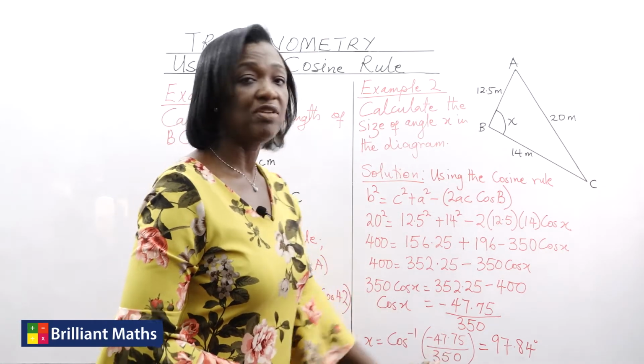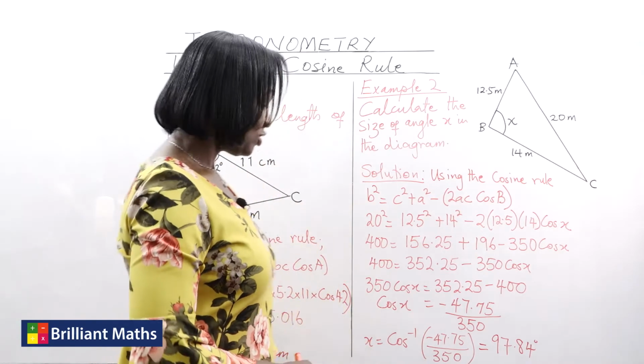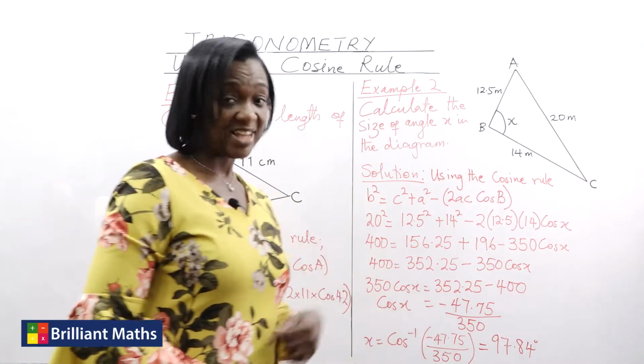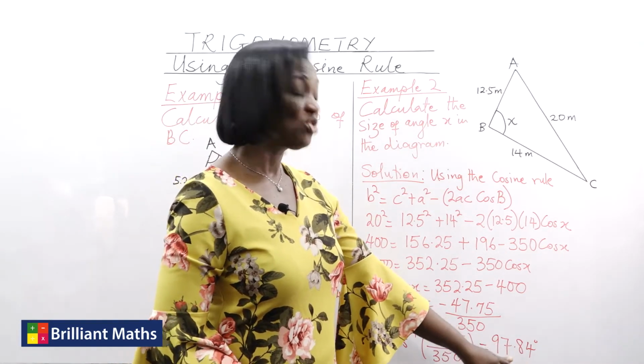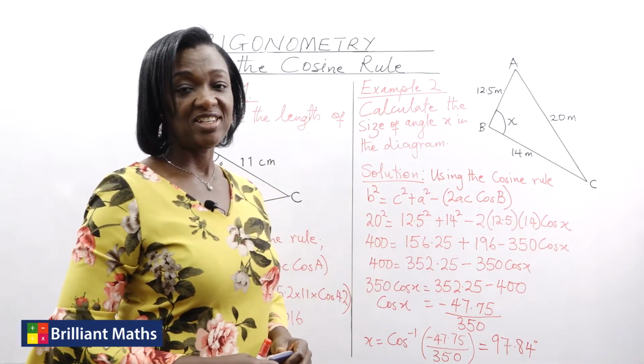And the cos inverse of that will give us 97.84 degrees. So the value of x is 97.84 degrees. And like I said, it is not in the first quadrant. So it's in the second quadrant because it's greater than 90 degrees, but it's less than 180 degrees.